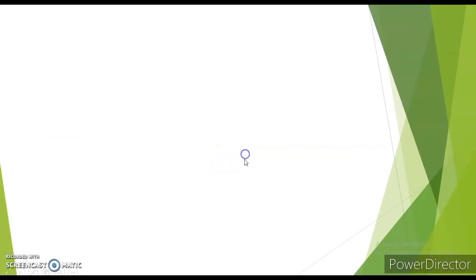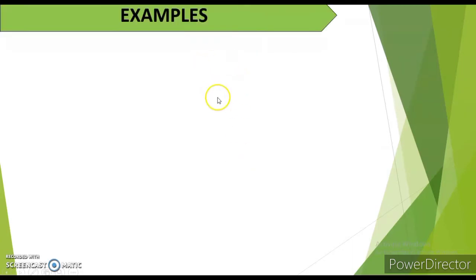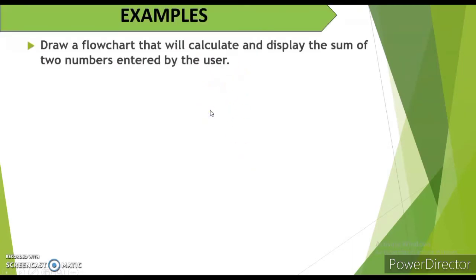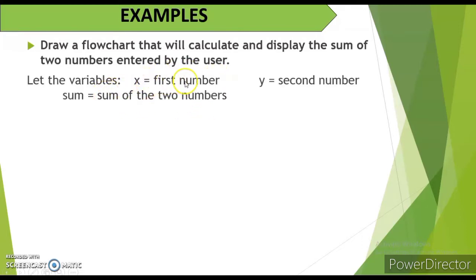Okay, next example. Let's draw a flowchart that will calculate and display the sum of two numbers entered by the user. First, ang gagawin natin, we're going to write the variables first. Gamitin natin si x tsaka si y. So, x is equal to the first number and y is equal to the second number. The sum is equal to the sum of the two numbers. Alright, so for the algorithm, write muna natin siya.